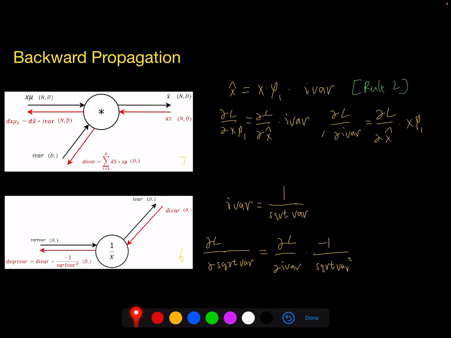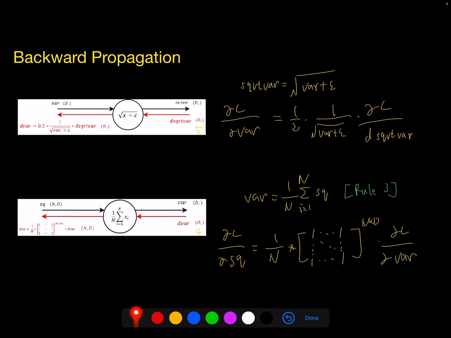For step 6, this is simple, just one input and one output. We can treat this as either multiply or plus operators, like plus 0 or multiply 1, both work. So essentially we just take the derivative of the representation here and multiply the gradient of output. Then we will get the gradient of input. Step 5 is similar, a simple one input and one output.